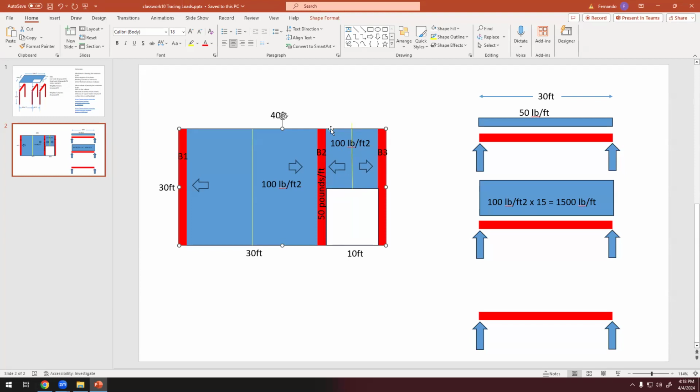500, yeah, that's what I meant. Sorry? So 500 pounds per foot. It's 500 pounds per square foot. Yeah. So it's 100 times 5. Why 5? Because it's half of 10, so this is 5.